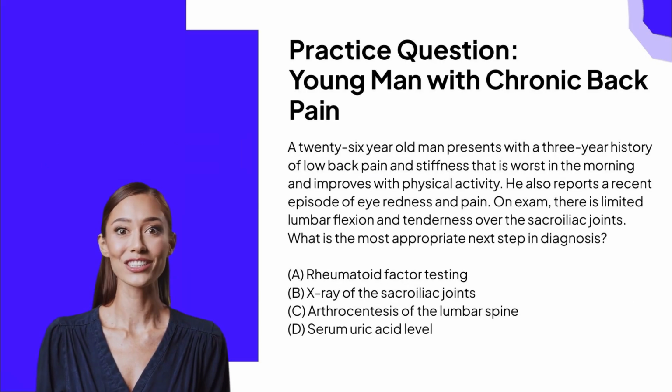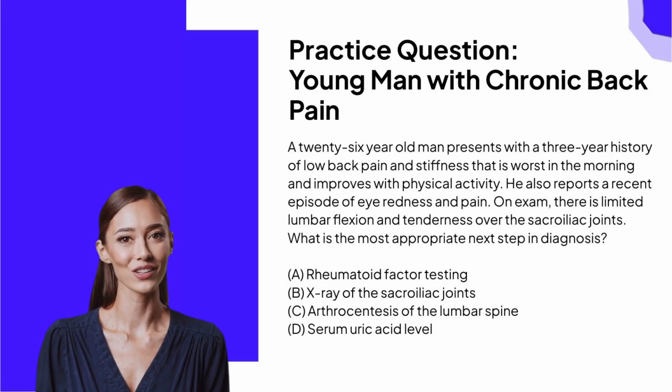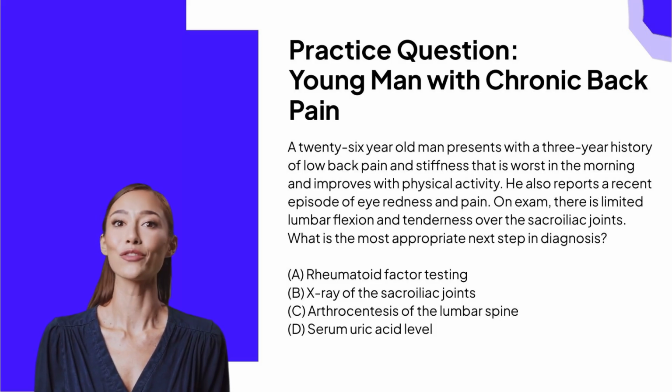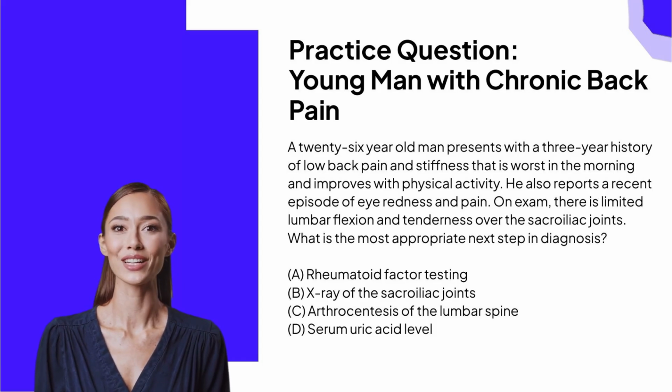Here is our second practice question. A 26-year-old man presents with a 3-year history of low back pain and stiffness that is worst in the morning and improves with physical activity. He also reports a recent episode of eye redness and pain. On exam, there is limited lumbar flexion and tenderness over the sacroiliac joints. What is the most appropriate next step in diagnosis?